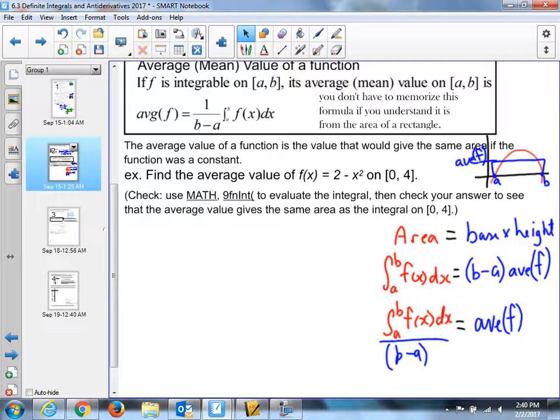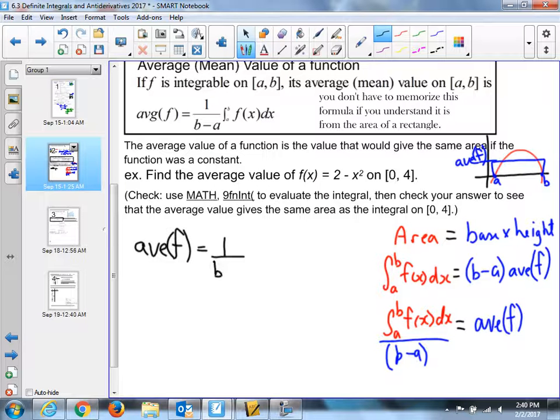Okay, find the average value of 2 minus x squared on the interval, 0 to 4. We're going to use your calculators. Get them out. And we'll just apply this formula, like I said. The average is equal to 1 over b minus a, the integral. In my case, we're going from 0 to 4 for the function 2 minus x squared dx. That's the variable.